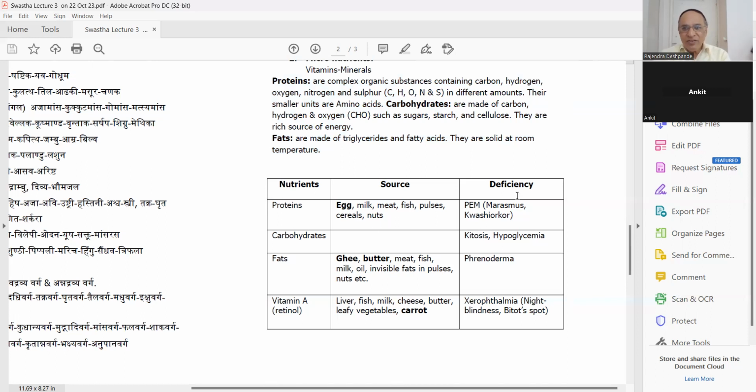Okay. What are the deficiencies? Protein, especially the undernourishment problem. PEM, protein energy malnutrition. Please write down PEM, protein energy malnutrition. Protein, energy, what is energy? Carbohydrate. When the proteins and carbohydrate both are less, then the disease is marasmus.